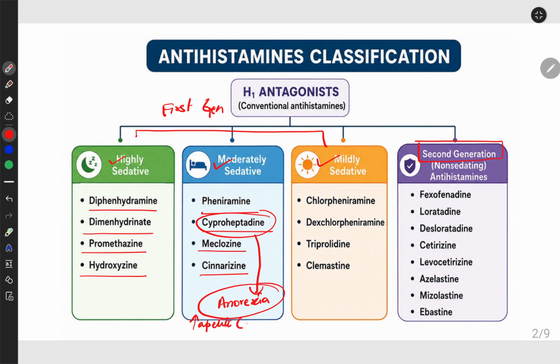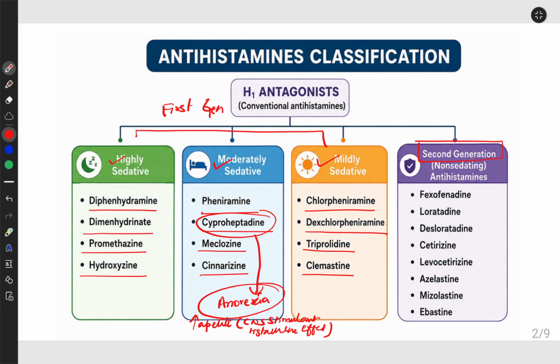By blocking the CNS stimulant effect of histamine. The mildly sedative drugs include chlorpheniramine, dexchlorpheniramine, triprolidine, and clemastine. And you will find a lot of cough and cold preparations. They contain a mixture of some mildly and some moderately and sometimes highly sedative drugs.